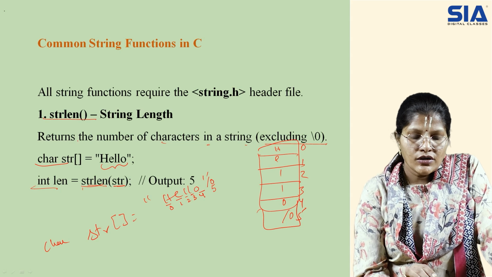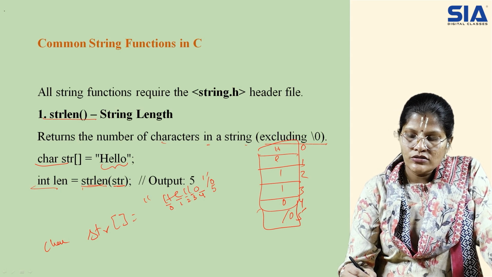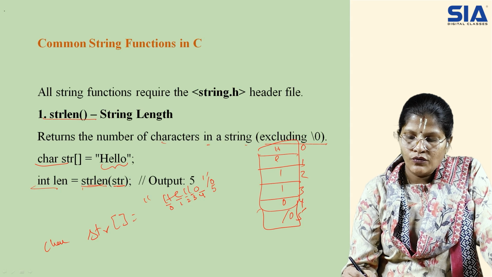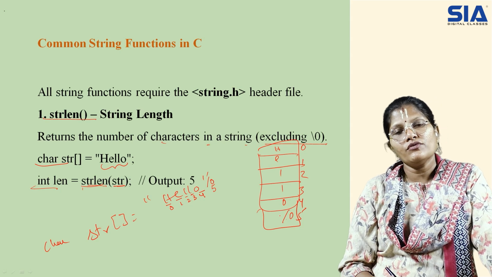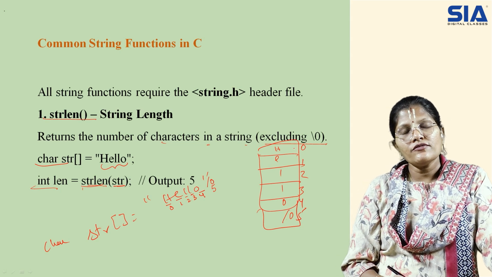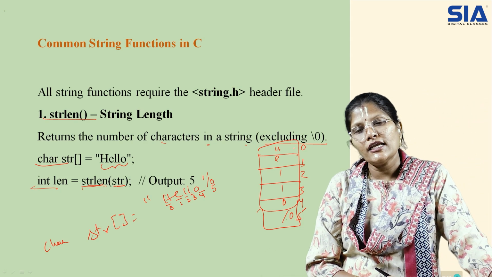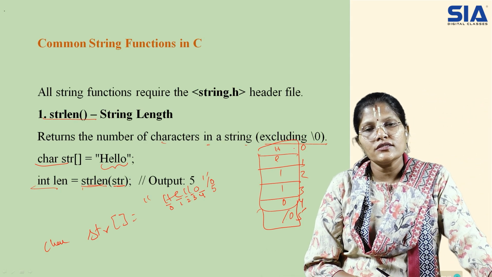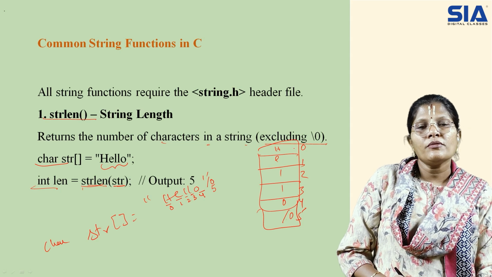Now here what you are doing is returning the length. How many values are there? 0, 1, 2, 3, 4. Because it has encountered the terminator, it will exclude it and give you the output as 5, because counting started from 0. So what is the first function which was given to you? It is string length. It returns the number of characters in a string, and the output value here is, how many values are you getting?